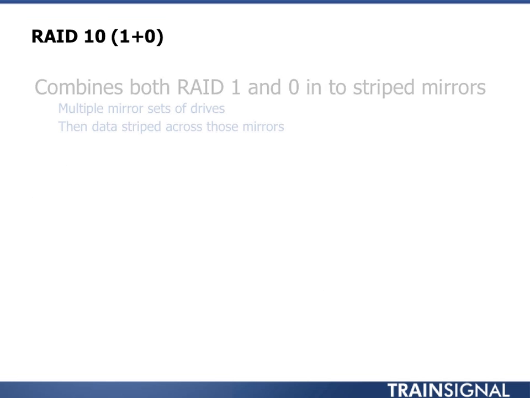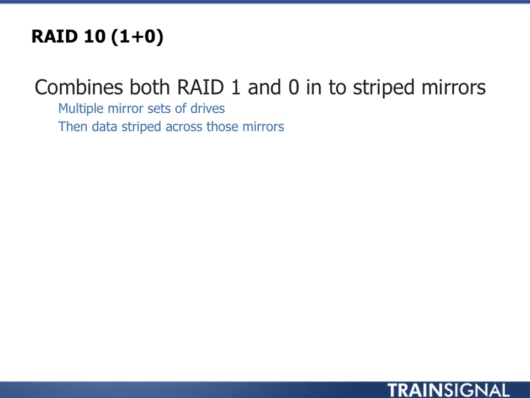Then kind of a flip side is what we call RAID 10, or 1 plus 0. So it combines both RAID 1, mirroring, and 0, remember striping without parity, into striped mirrors. So at first you're like, wasn't that what you just showed me? And the answer to that is no. You'll see that in a second. The idea here is it's multiple mirror sets of drives, then the data is striped across the mirrors. So before we had stripe sets and we mirrored those, now we have mirrors that we do with stripe sets.